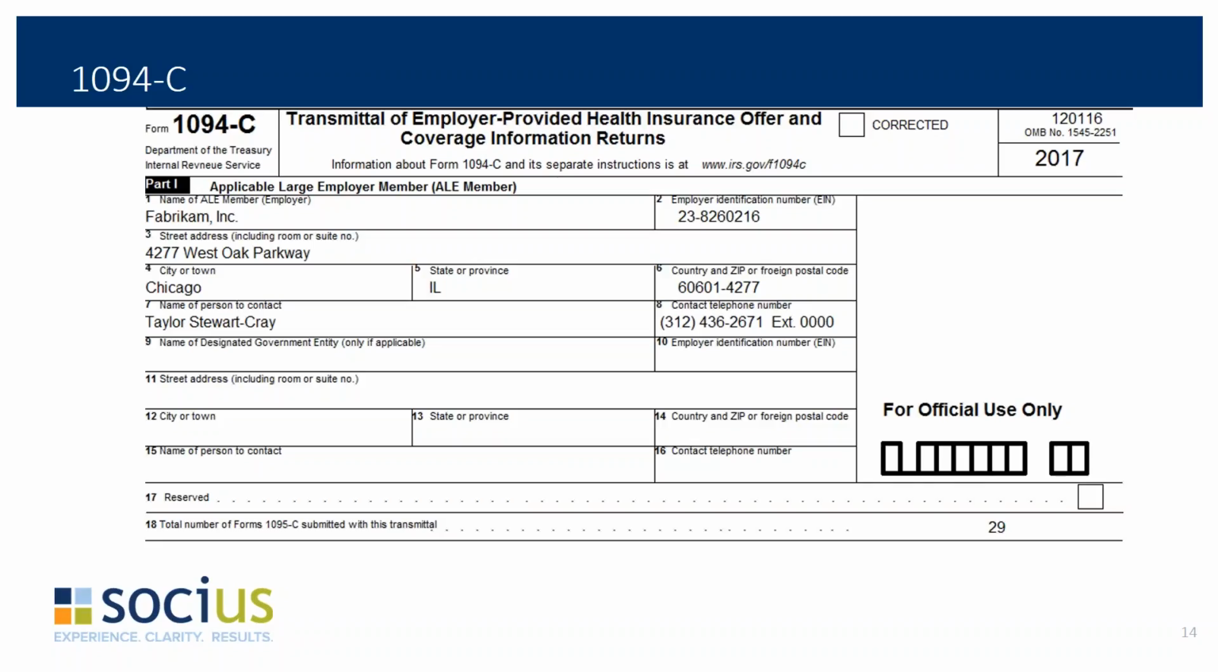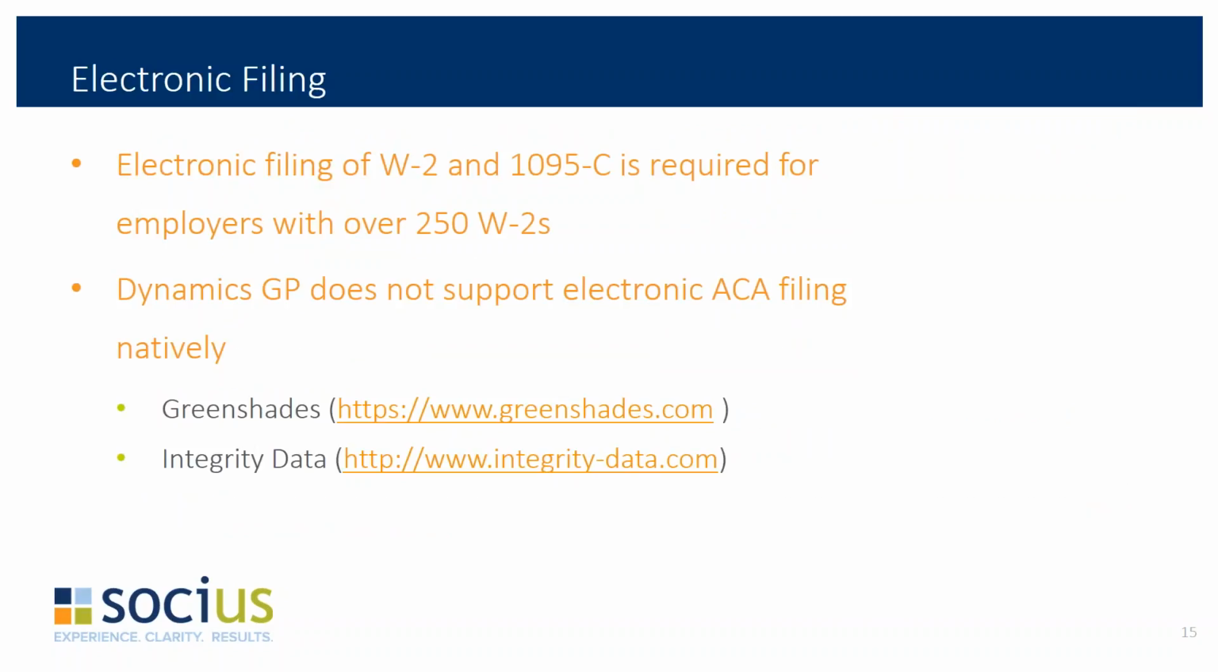One of the big questions is electronic filing. Electronic filing for W-2s and 1095s is required for employers over 250 W-2s. So again, for ACA reporting, that's going to be any 50 full-time employees of which they'll need to be responsible. You will need to electronically file if it's over 250 W-2s. Dynamics GP versions 2013, 2015, and 2016 currently do not support electronic filing of the Affordable Care Act reports.